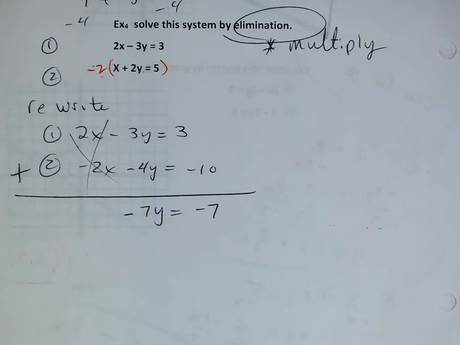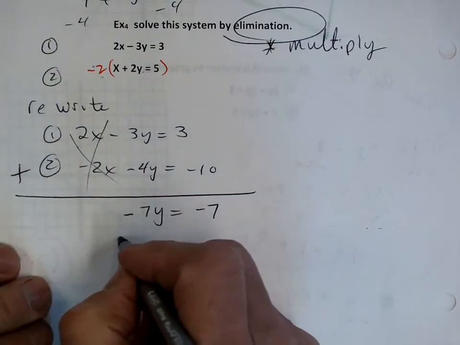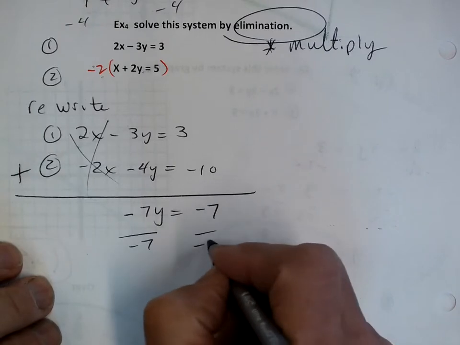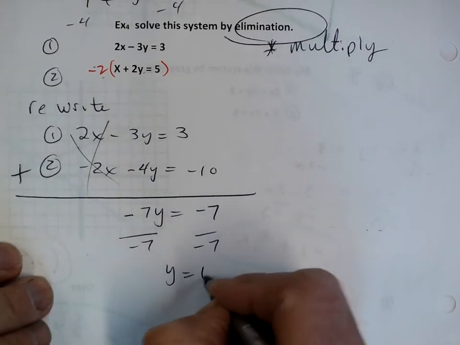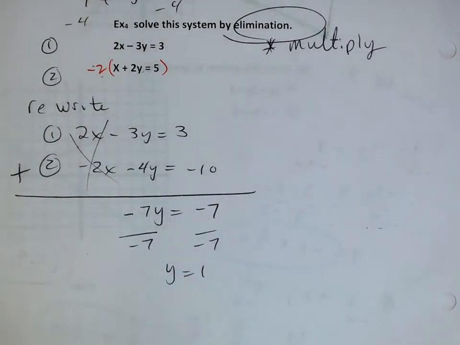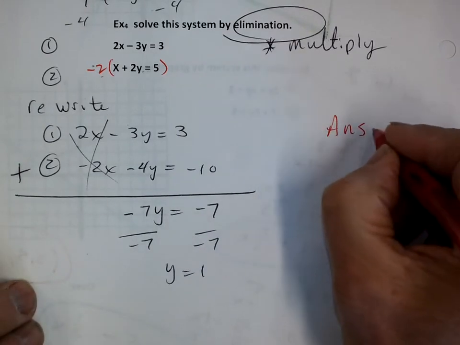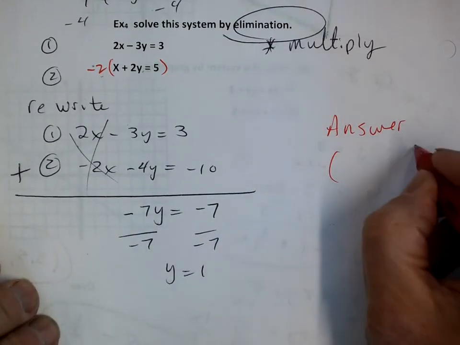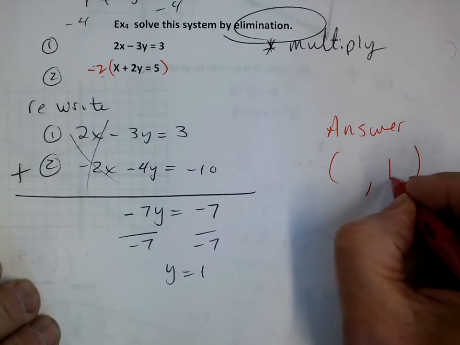And then solving for y is easy. Right? Divide by negative 7, and y equals 1. So my answer is something, 1. Okay?